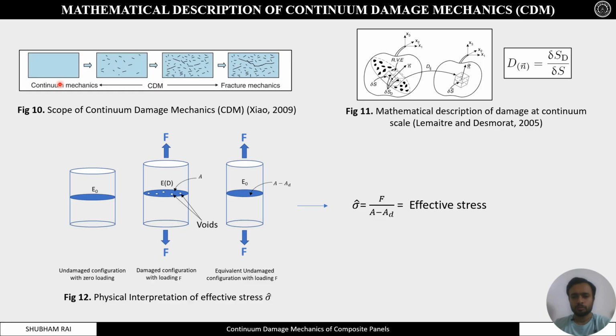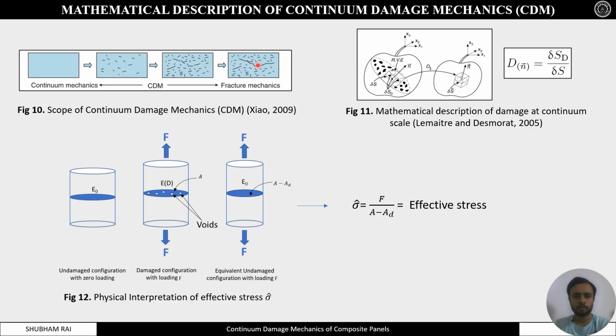Now we are going to model this damage mechanics through continuum damage mechanics. Here in figure 10 we are able to see continuum mechanics, where there is no micro crack or void present. Continuum damage mechanics is applicable for the region where there is evolution of micro cracks and voids.